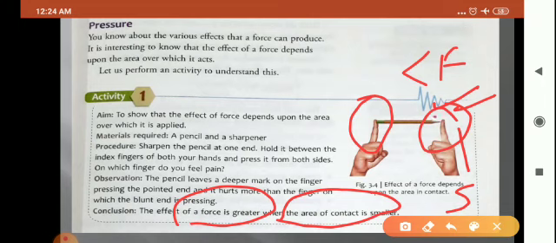यहाँ पर जो pointed end है ये आपके finger को बहुत कम एरिया में टच कर रही है as compared to this blunt end. Here on this side the area of contact of your index finger with your pencil is more, and here at the pointed side the area of contact of this pointed end of this pencil is less with your finger. So since the area of contact is smaller, greater is the effect of the force. Here the area of contact is more, so smaller is the effect of the force.